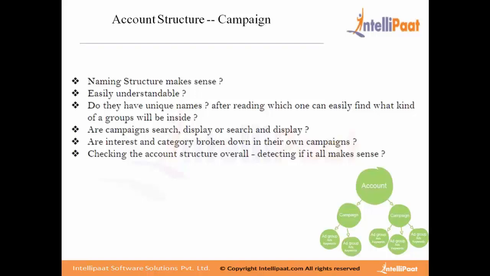Another thing to look at in the account structure is the interest categories. Are they really broken down properly for each and every campaign? The last thing is again to check the overall account structure and see it from a common-sense point of view. Does it really make a lot of sense? Are the campaigns somewhat different, and are the overall ad groups and ad copies in continuation with what we are trying to advertise within the campaign? Right, so looking into the account structure is another thing which an AdWords auditor should look at.